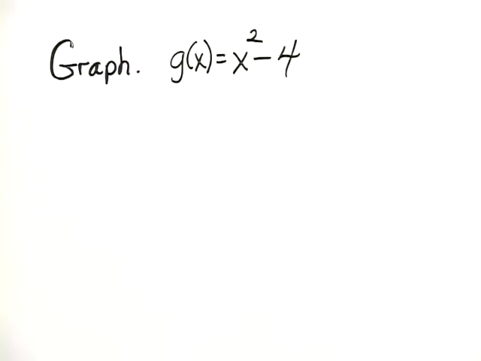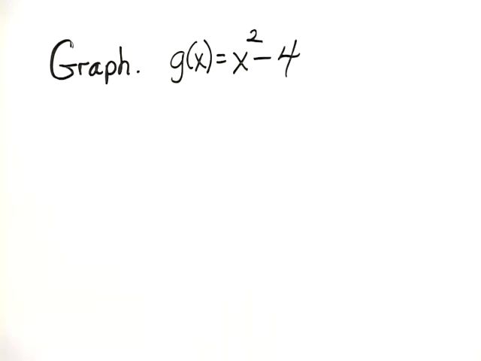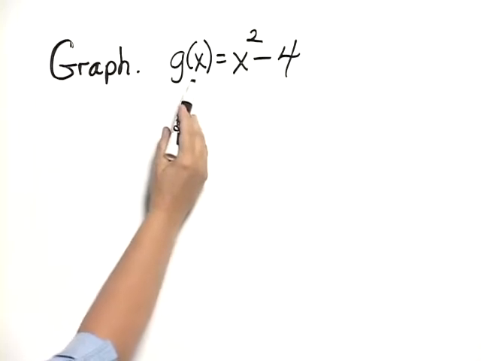Graph g of x equals x squared minus 4. The shape of this graph is going to be a parabola. And we'll first find some points that will be on the parabola. We'll plot the points and then graph the parabola. Let's begin by substituting some values for x.